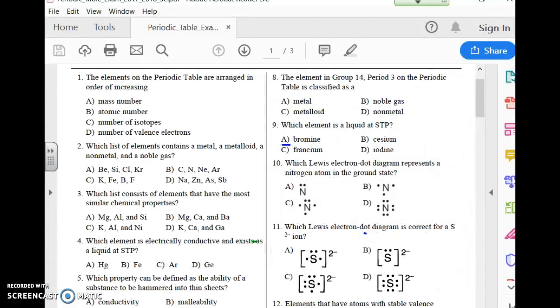I needed to go back to number 8. The answer is still metalloid, but I was a little sloppy. Group 14 and period 3 do not intersect at germanium, but at silicon.